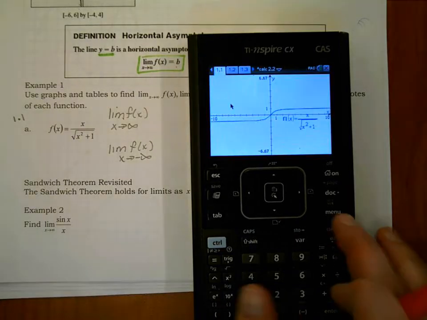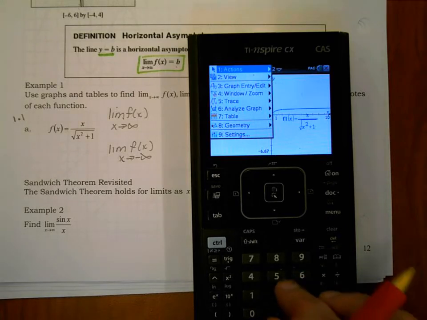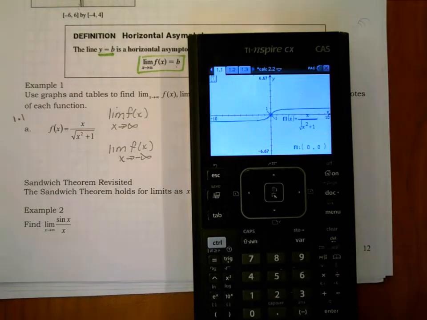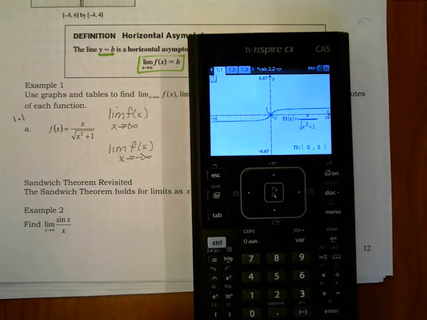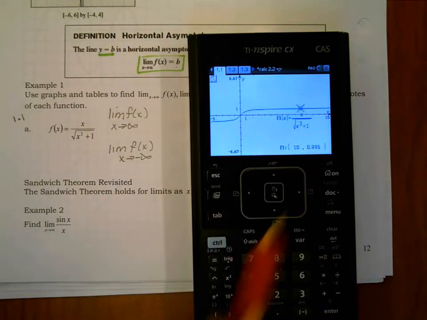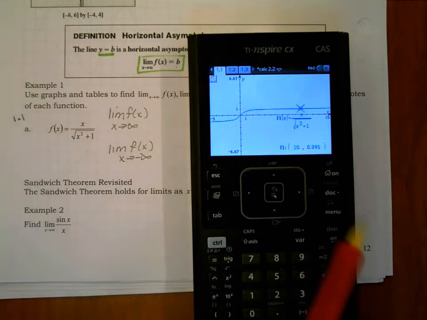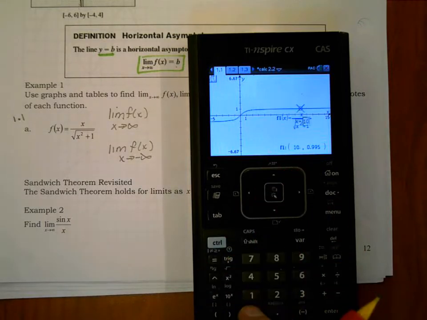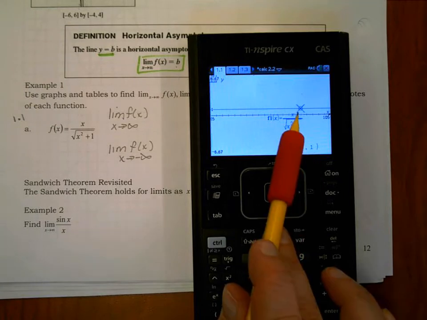Another option is to go to Menu, then 5 for Trace, and 1 for Graph Trace. You get the little cursor there, and it gives you the value, and you can type in any x value you want. I'm just going to type in the number 10 and hit enter, and it will show me where it falls on the graph and tell me the y value. I can type in any number I want, so I could type in 100, hit enter, and it's so close to 1 that it's saying the value is actually 1.